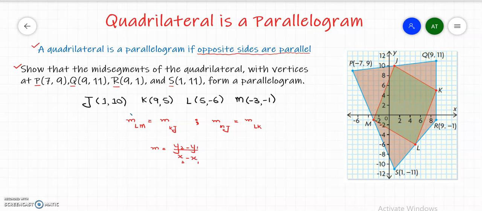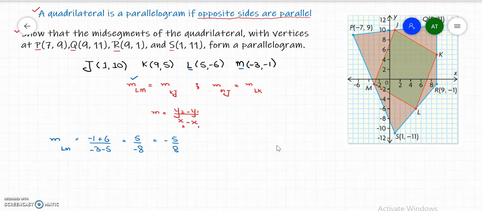So we need to find the slope of LM. Okay, so slope of L and M. We need to name L as x1, y1 and M as x2, y2, right? So y2 minus y1, so it would be -1 plus 6 over x2 minus x1, that would be -3 minus 5, and that is equal to 5 over -8, or we can say that -5 divided by 8. Right? So that is the slope of side LM.